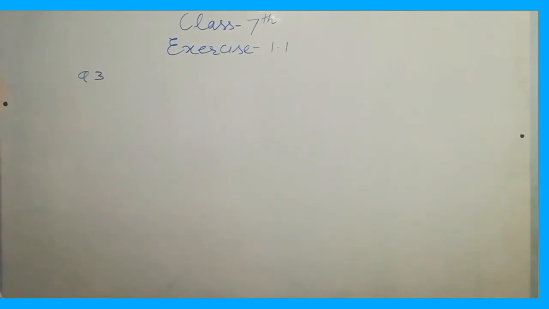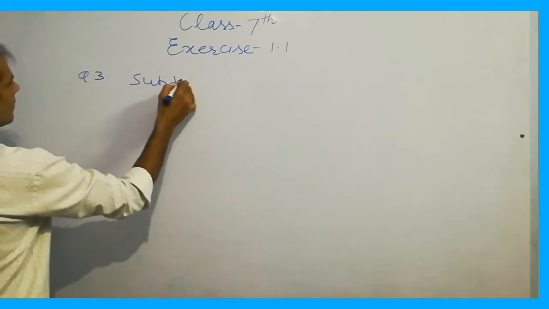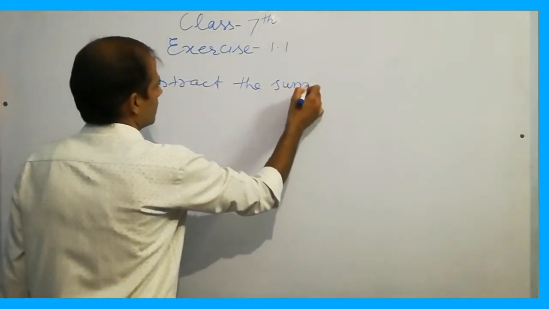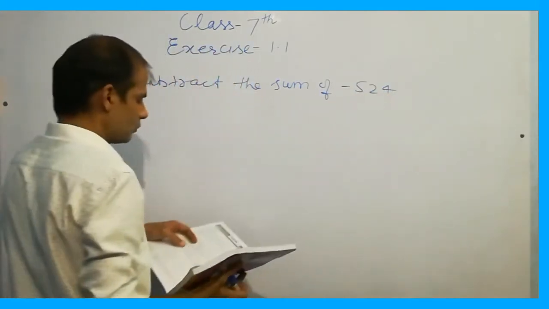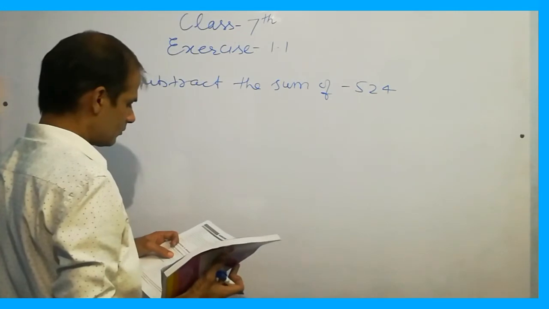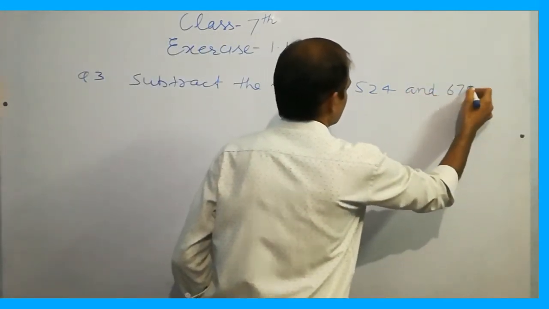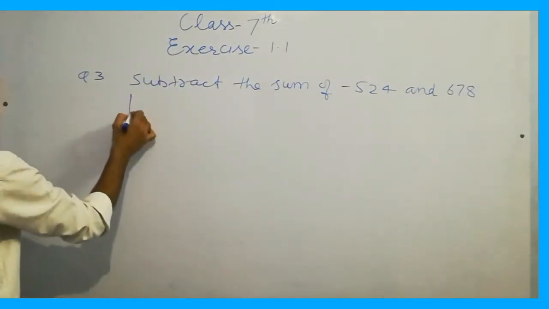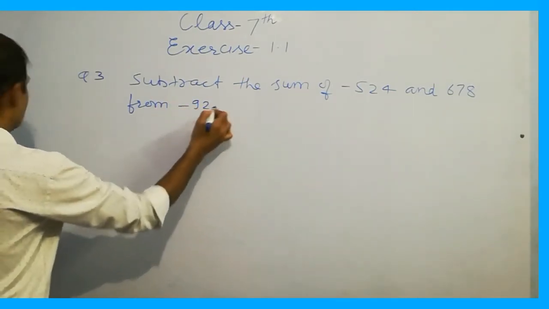I am solving question 3 of exercise 1.1: subtract the sum of minus 5 to 4 and 6 7 8 from minus 92.